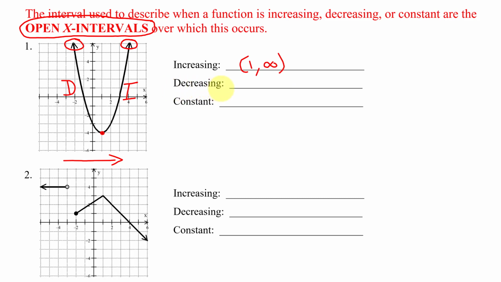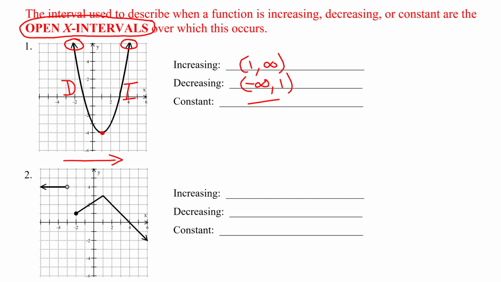Now let's look at decreasing. Where does it start decreasing? It has the same behavior in this whole section, so it's going to start decreasing out here when x is negative infinity. It's going to continue decreasing until this point where x is 1. Is this graph ever constant? No.